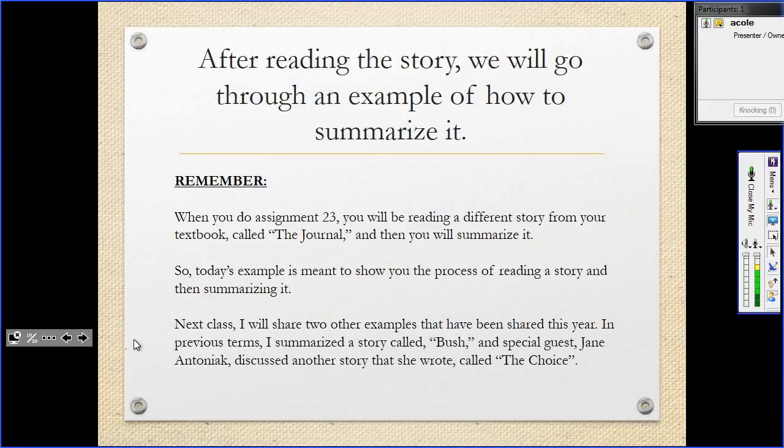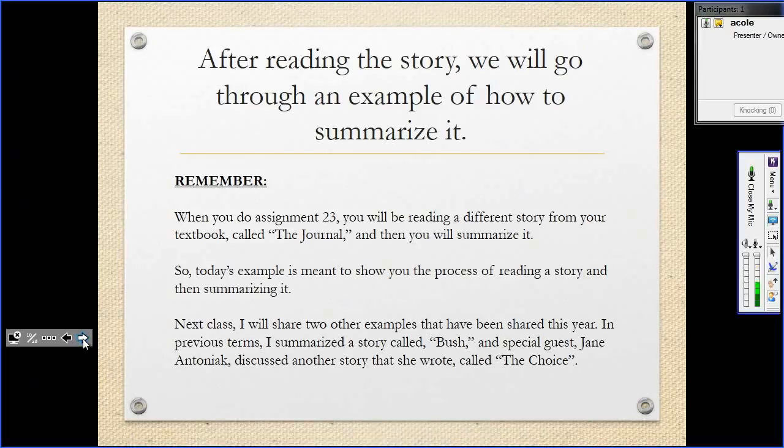So in next class, I'm actually going to share other examples that have been shared this year. In the previous terms, I summarized a short story called Bush, and our special guest Jane Antoniak might be able to join us this term. It's still being determined. But she had also discussed another story that she wrote. So if I find out she's not able to join us, then I'll share the example that she and I discussed when she was here as well, right? So you'll have lots of examples.